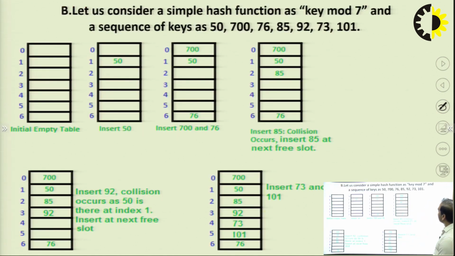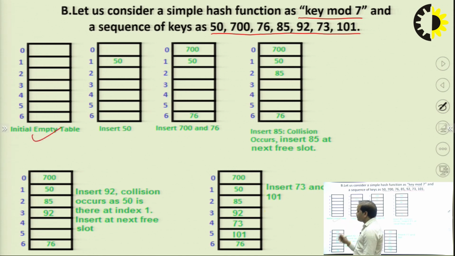This is an example. Let us consider a simple hash function: key mod 7, and the elements stored are 50, 700, 76, 85, 92, 73 and 101. This is the table, which is initially empty. That means we initially create a table of size 7, with indices starting from 0, 1, 2, 3, 4, 5 and 6.